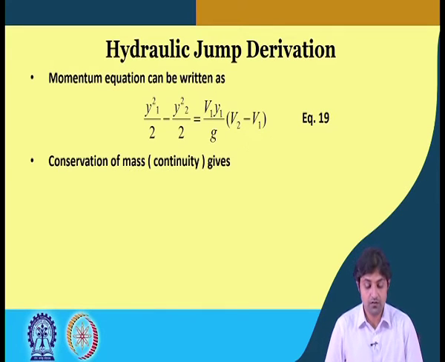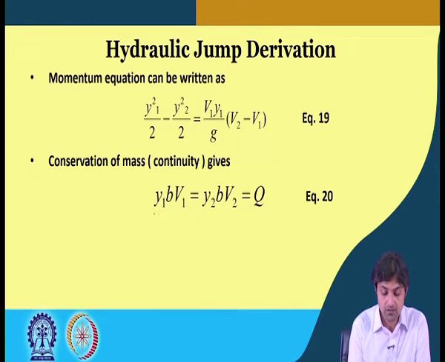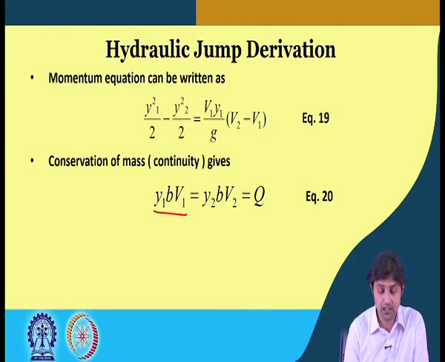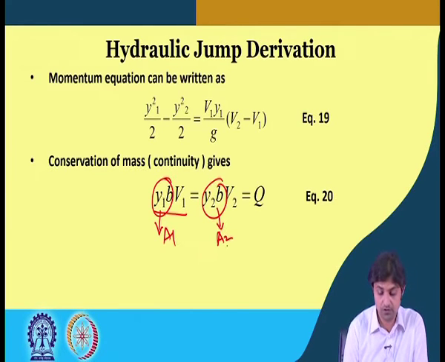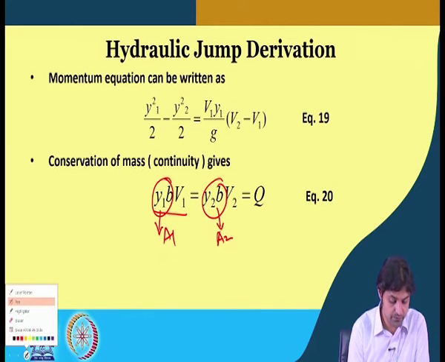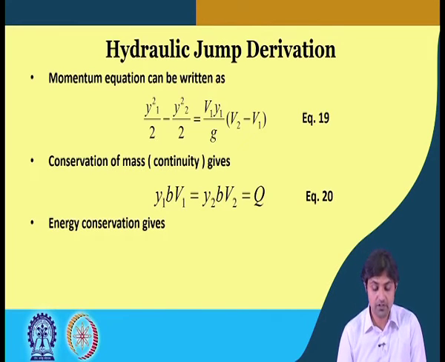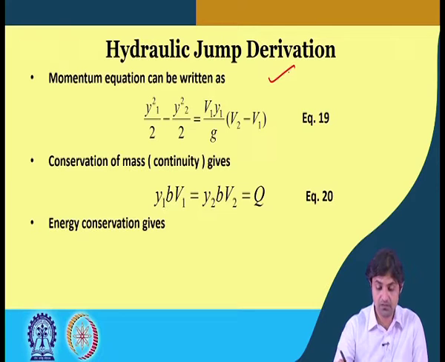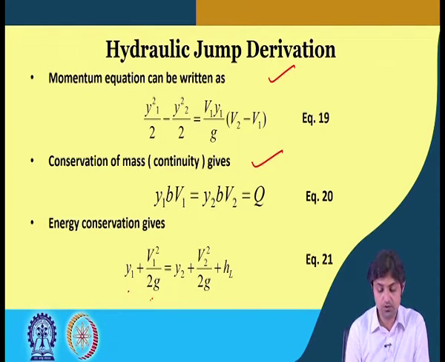If we use the conservation of mass, that is the continuity equation, it will give us y1 b v1, that is A1 v1, equal to A2 v2, which we have already written before, and that is Q. And then the energy conservation. So, we have applied momentum conservation, we have applied continuity, now we will write energy conservation between points 1 and 2: y1 plus v1 square by 2g is equal to y2 plus v2 square by 2g plus HL.